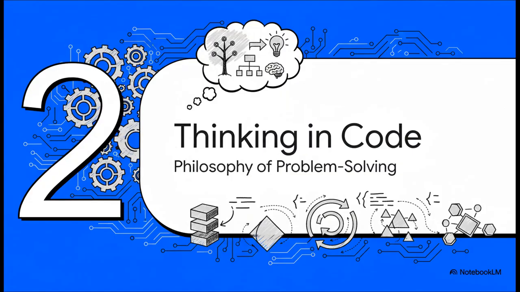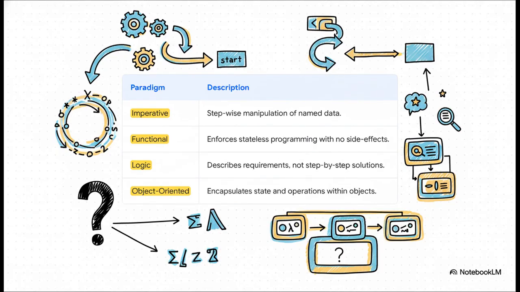So once we get the basic rules down, how do we actually think about solving a problem? See, writing code is way more than just getting the syntax right. It's about picking a problem-solving philosophy. Programmers use these different approaches, or paradigms, to structure their thoughts and, in the end, their code. Let's take a quick look at the 4 main ones.